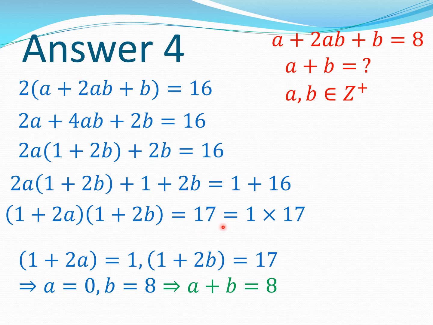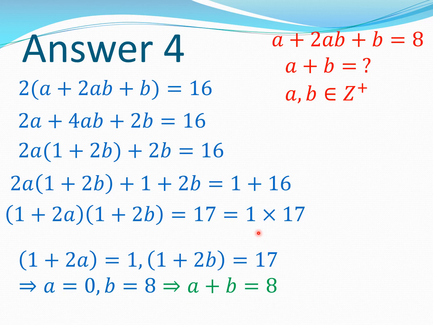Now you know, with 17 being a prime, you can only write it as 1 into 17 or maybe as 17 into 1. So let's think of 1 into 17 first. In that case, 1 plus 2a would be 1, and 1 plus 2b would be 17. I can solve 1 plus 2a equals 1 and immediately get that a is 0. If I solve 1 plus 2b is 17, I get that 2b is 16 and therefore b is 8. So a plus b equals 8.